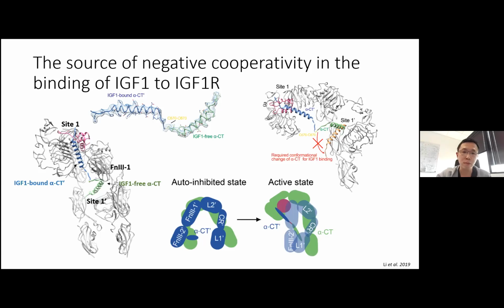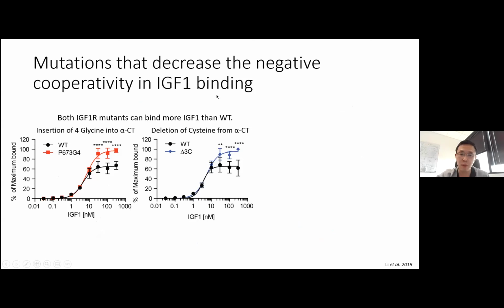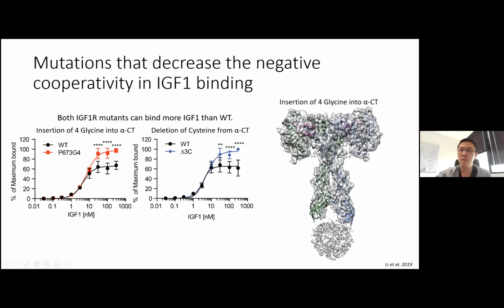So if we remove the disulfide bond between the two FCT motifs in the IGF-1 receptor, or make the FCT more flexible, we can see more ligand binding to the IGF-1 receptor. And structurally, we can also see the symmetric conformation, because the negative cooperativity is abolished by the mutations. So that's quite interesting.